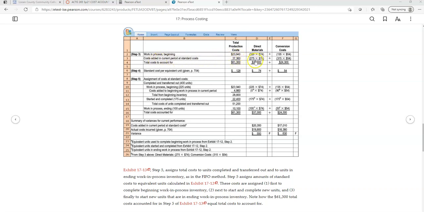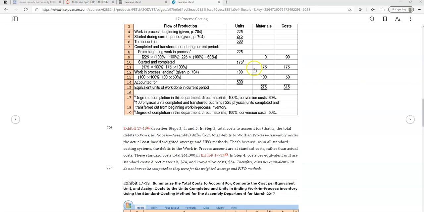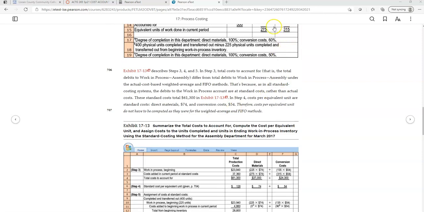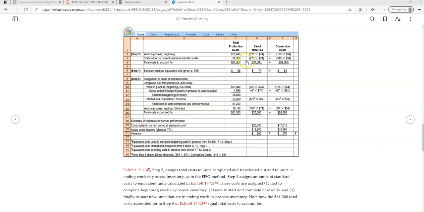Where are we getting those number of units here, the equivalent units? We're getting that back from right here. This is where we're getting our units. So step 3 is going to take the equivalent units computed in step 2 and multiply that by our standard cost for the month to get costs added in during the period.